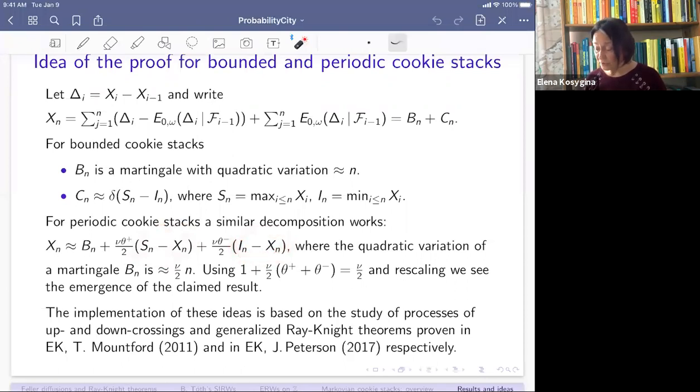So the implementation of these ideas is based on the study of processes of up and down crossings and generalized Ray-Knight theorems, which we proved for bounded cookie stacks with Thomas Mountford and for periodic or Markovian cookie stacks with Jon Peterson.